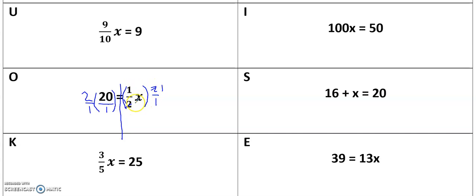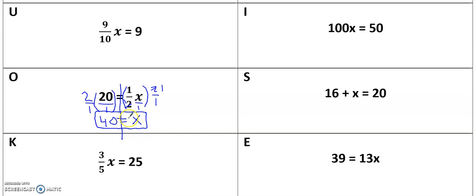This would now be the same as x over 1. 1 times x times 1 is x. 1 times 1 times 1 is 1. That's x over 1. Don't need to show that. 1 times 1 is 1 in the denominator. We'll just go to the numerator. 2 times 20 is 40. And it looks like x was equal to 40 all along.